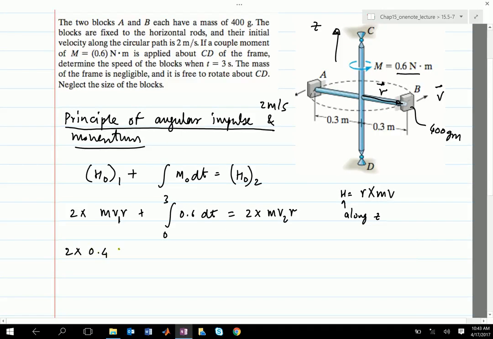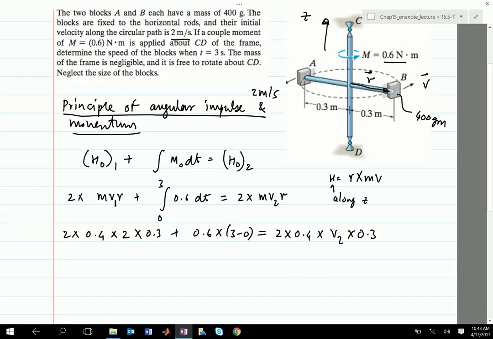Now, what we do know is the mass is 400 grams, so it's 0.4 kilograms. The initial velocity is 2 meters per second, right here. 2 meters per second plus 0.6 dt. That's going to be simply 0.6 times 3. I forgot R, my bad. R is 0.3 plus 0.6 times 3 minus 0 equals 2 times mass 0.4 kilograms times the velocity, which is an unknown, times R. So the only unknown there is V2, and V2, after doing the math, comes out to be 9.5 meters per second.